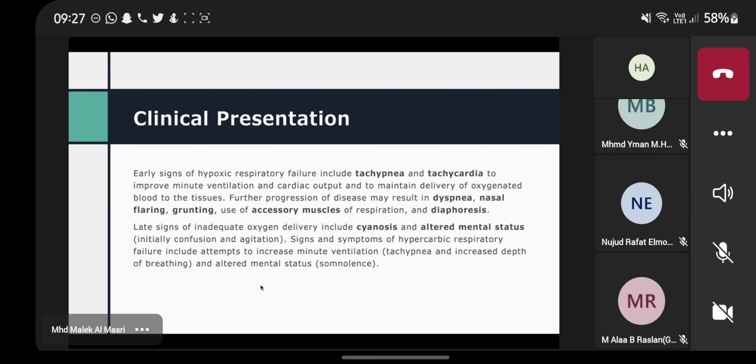Late signs include cyanosis and altered mental status, which starts as confusion, then moves to agitation. And you're going to see signs and symptoms of hypercarbic respiratory failure. In attempts to increase minute ventilation, again, tachypnea, and they're going to have deep breathing. And it progresses to altered mental status in terms of somnolence, or when they become sleepy.